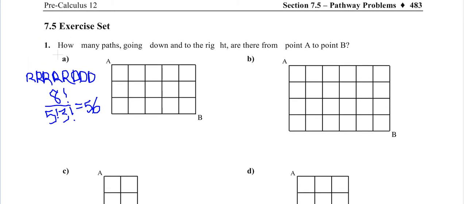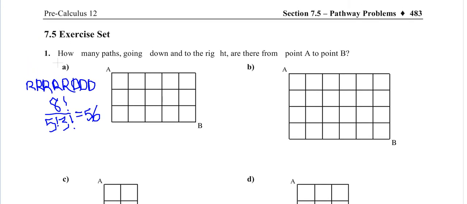So there's another way we can answer the question, and just to show you that there's lots of ways to do it, I'm going to do it on the same question. So this next way kind of works off of a similar concept of Pascal's triangle. So let me just show you. So obviously at the first point there's only one way to get there.